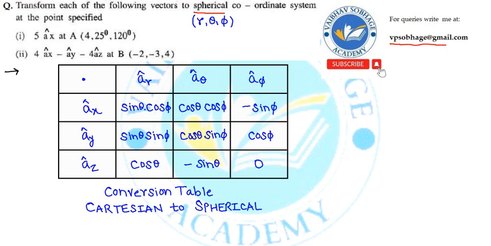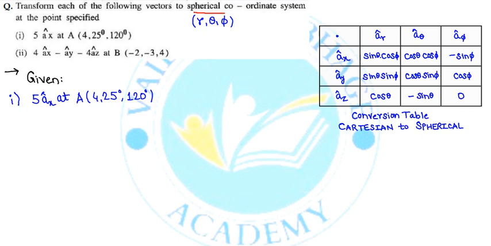Within the very first part of the numerical, we are given a vector φ x cap at point A (4, 25°, 120°). Now, if you look, what is this given vector? We are going to rename the very first given vector as vector A, and it is equal to φ x cap. Okay, fine.